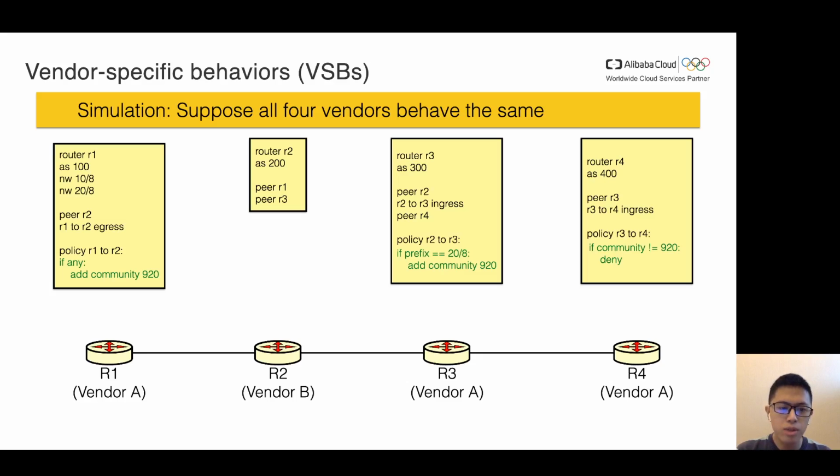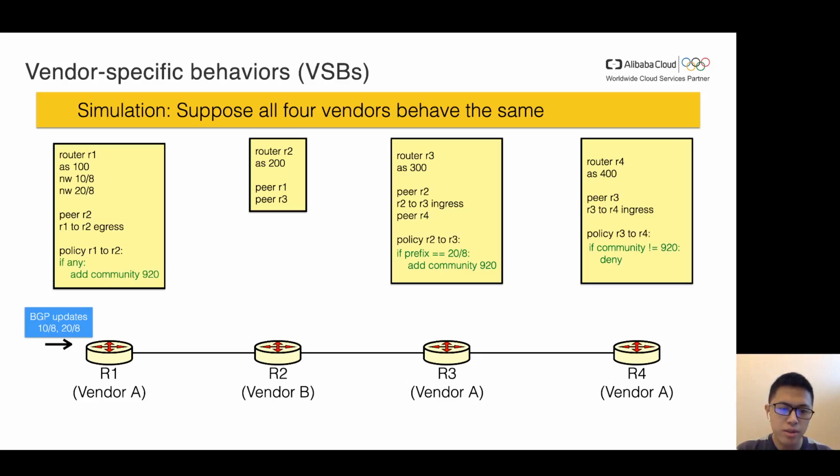The model tuner aims to detect vendor-specific behaviors for the accuracy of our behavior model. Let me show you why a vendor-specific behavior matters. In this example, we have 4 routers. Routers 1, 3, and 4 are provided by vendor A, and router 2 is from vendor B. Suppose 2 prefixes, 10/8 and 20/8, arrive.